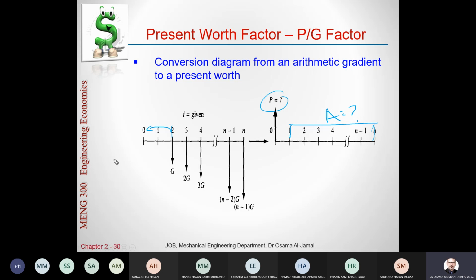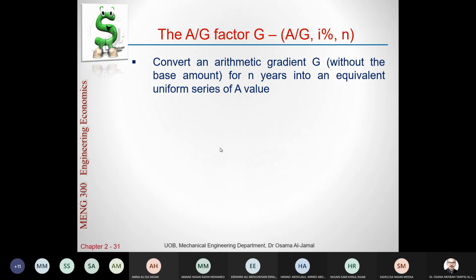Exactly similar to the other calculation. Why? Because what we have here is a 0G in the first period. That's why the first period is inclusive in our calculation for the conversion of that gradient. Not from the first G, no, from the 0G. To convert an arithmetic gradient G without the base amount, why not convert the base amount to A? Because already that's an annuity.